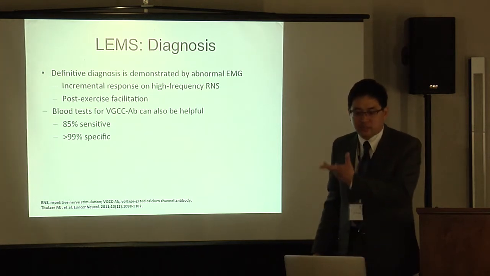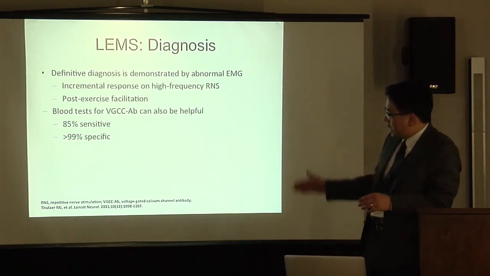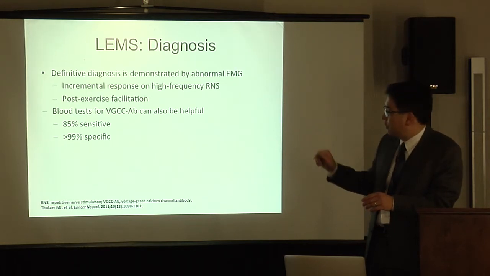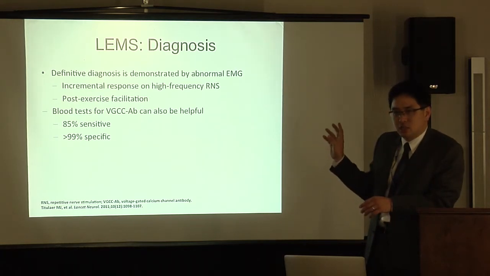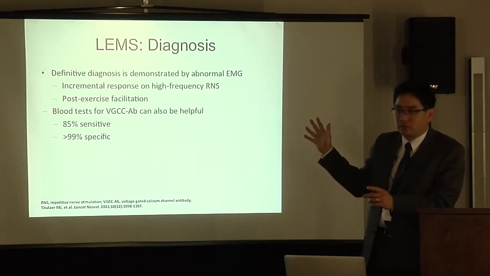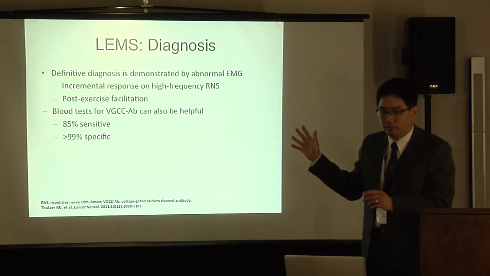And blood tests can also show the antibodies. 85% of LEMS patients have an antibody that we can identify. And when we see it, we believe it, and that's what the 99% means. If we see the antibody, that means we're quite sure that you have LEMS. If we don't see the antibody, that doesn't mean you don't have LEMS, because 15% of patients could potentially not have the antibody, but still have LEMS.